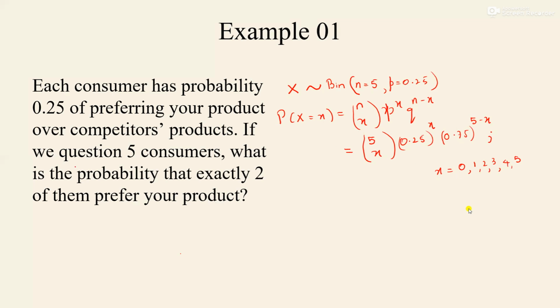Right. Now we are coming to the question. What is the probability that exactly 2 of them prefer your product? So how will this come? What is the value for small x in this case? Does anyone answer it? Otherwise, I am going to stop the lecture. What is the value for this small x?